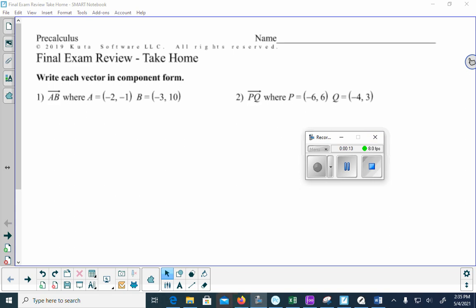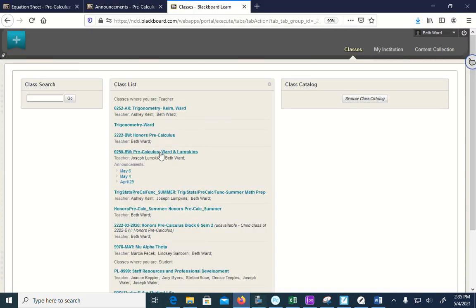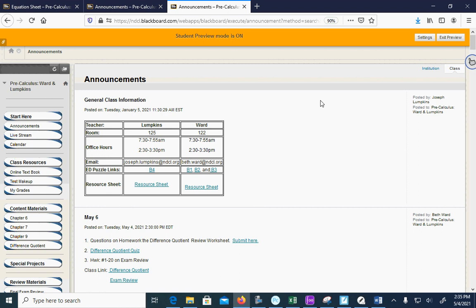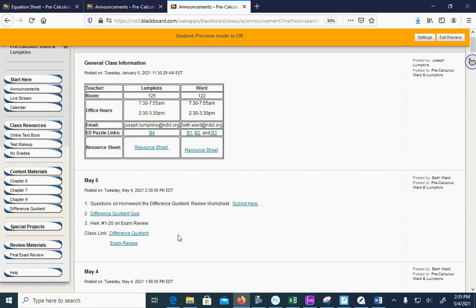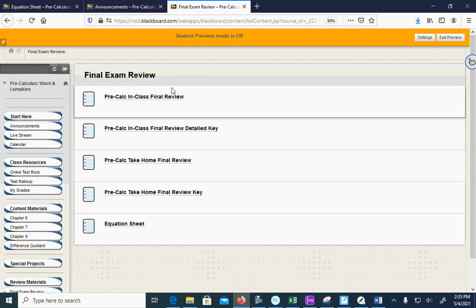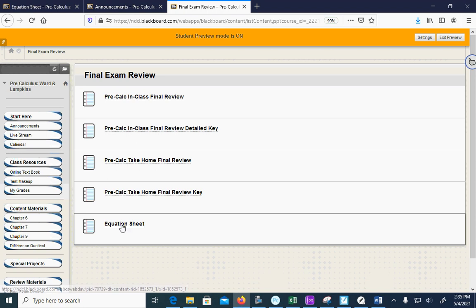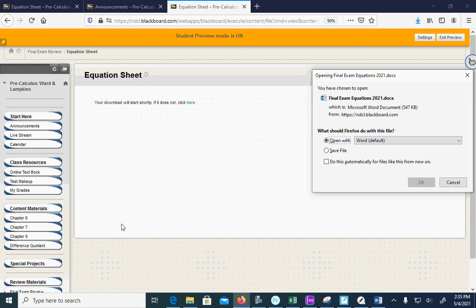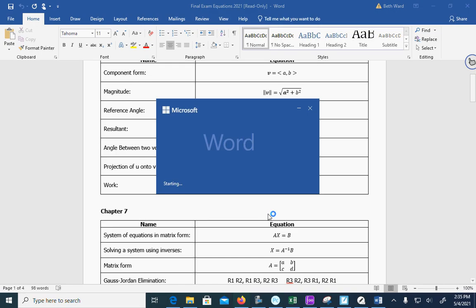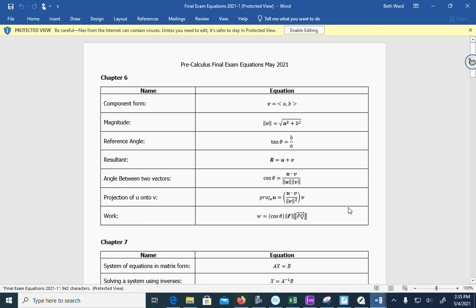Before I get started, I wanted to point out when you go to Blackboard and you click on your class, this is exactly what you will see right now. You will notice that we did open up the final exam review tab. When you click on that, you will see all the reviews. Most importantly, though, and what you should do, is open the equation sheet that you will get for the exam. You might want to open that up and see exactly what you're getting and what your formulas will look like so you know how to work with them for the exam.